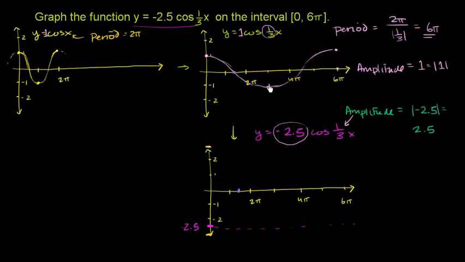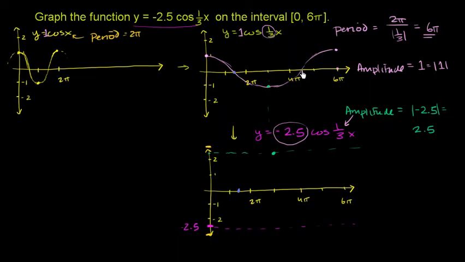Now, when cosine of 1/3 x was -1, which was the case when x is equal to 3 pi, what's going to happen over here? Well, cosine of 1/3 x we see is -1. -1 times negative 2.5 is positive 2.5. So we're going to get to positive 2.5, which is right. Let me draw a dotted line over here. We're going to get to positive 2.5, which is right over there.